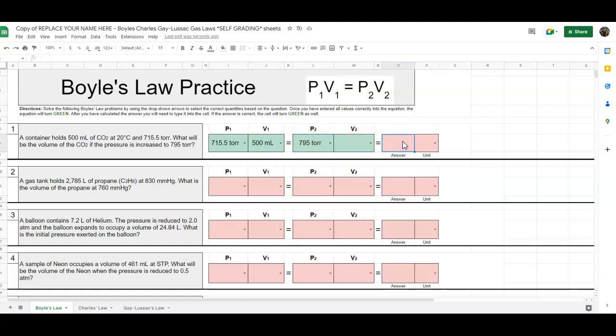So put the answer in, and you find the proper units. So again, whatever units are duplicated, that's the unit that'll cancel. So milliliters is what our answer is. And whoops, I put in the wrong answer, which is supposed to be 450. So that is how you complete your self-grading sheet.